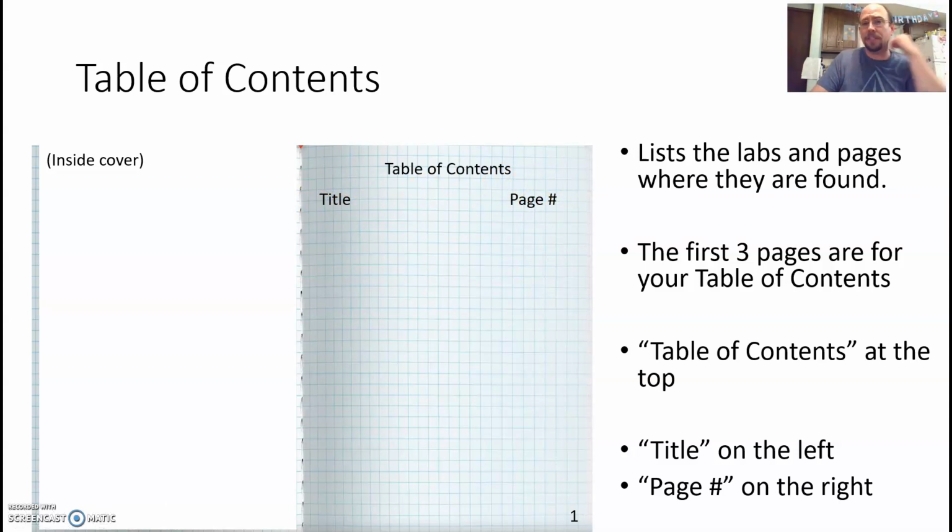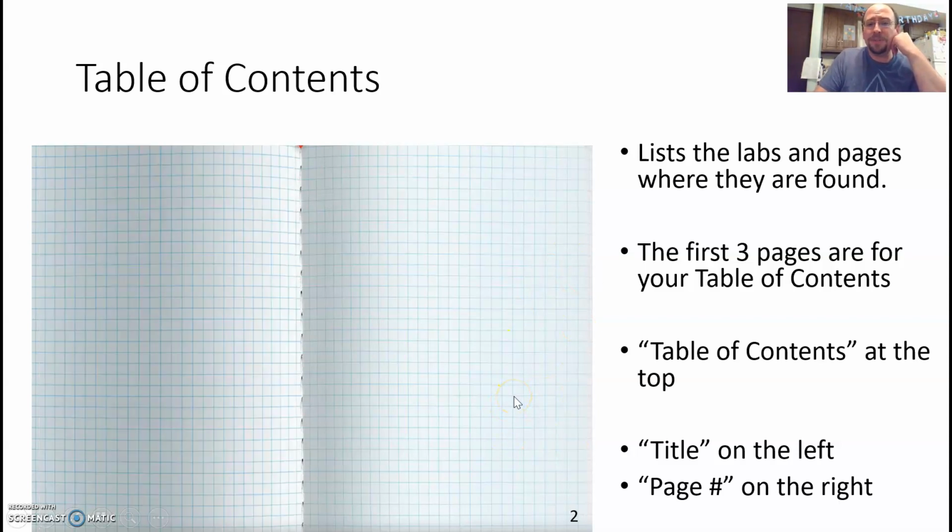The first 3 pages are your table of contents. Page 1 is where we start. Pages 2 and 3, you can just leave blank for now. Whether you use them or not throughout the course, we'll see. But you reserve those for your table of contents.